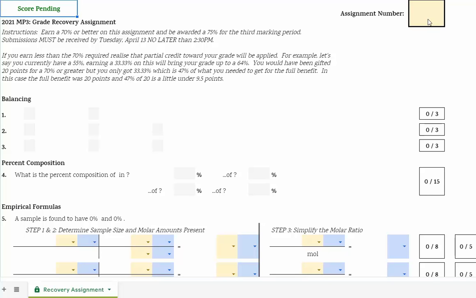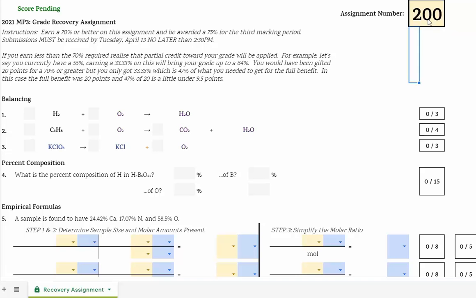A grade recovery assignment has been given to several students. They must enter their assigned number. There are numbers between 1 and 200. Each student has been assigned their own. They will be doing 3 balancing questions. They vary in length, and the score will adjust accordingly for your student.